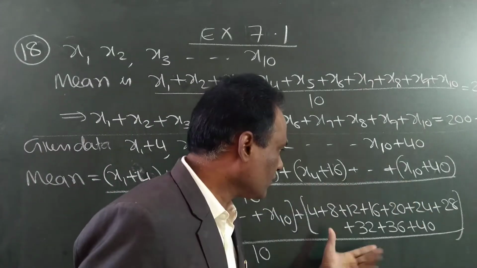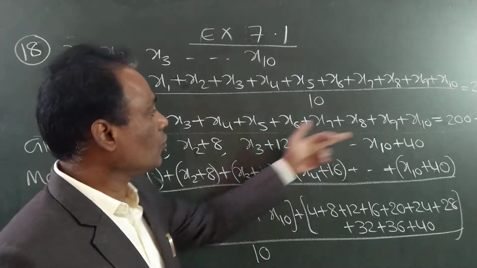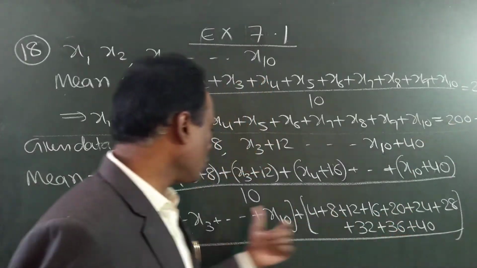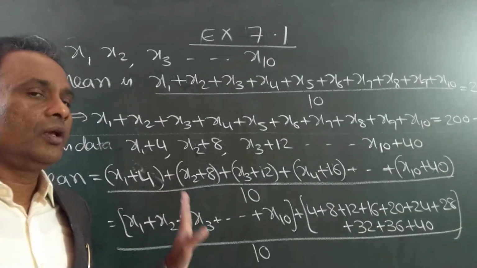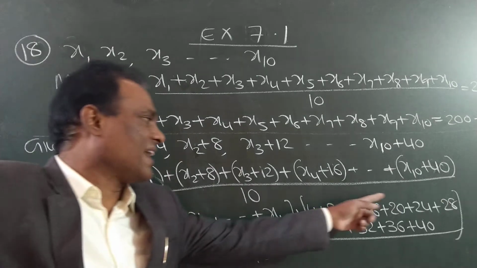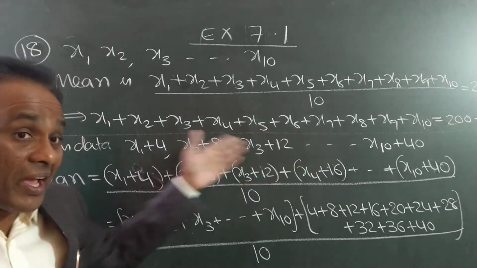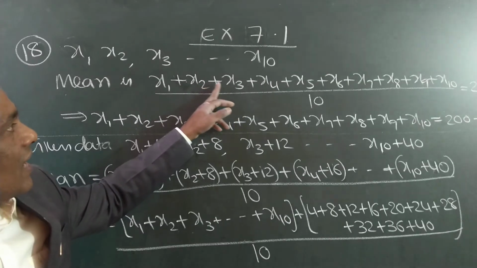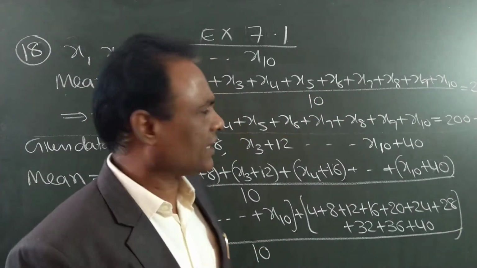You add all this, you will get some number. This plus this you add. What is this? 200. So this plus 200 you add and divide by 10. That is your answer. So this is the procedure. But simplification is a little lengthy. So here you have to add these numbers. And writing also, because 10 terms, I put all the 10 terms here. Or you can write first 3 and you can put dash dash dash, last one. Like that also you can write.